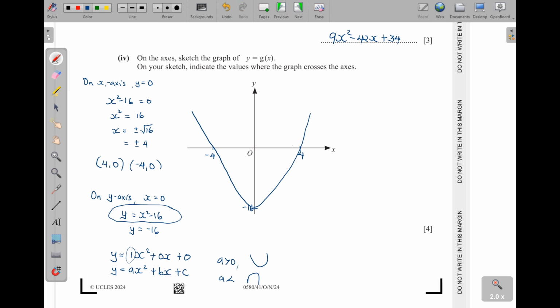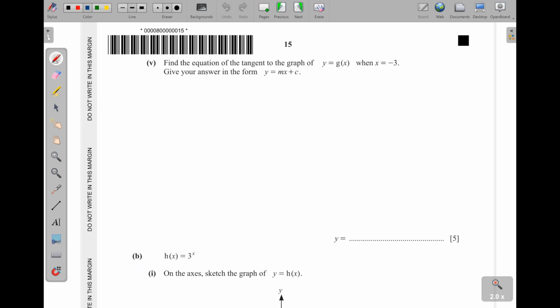Something like that, U-shaped. Roman 5, find the equation of the tangent to the curve y is equal to g of x when x is equal to -3. Now, the tangent and the curve, we have our curve here. Then maybe when x is -3, a tangent is that line which cuts the curve at only one point.